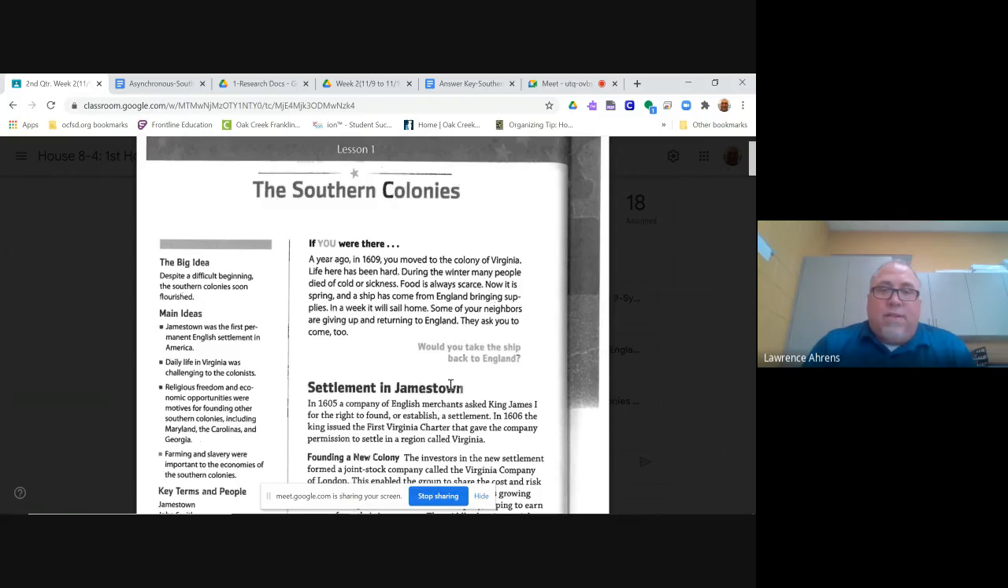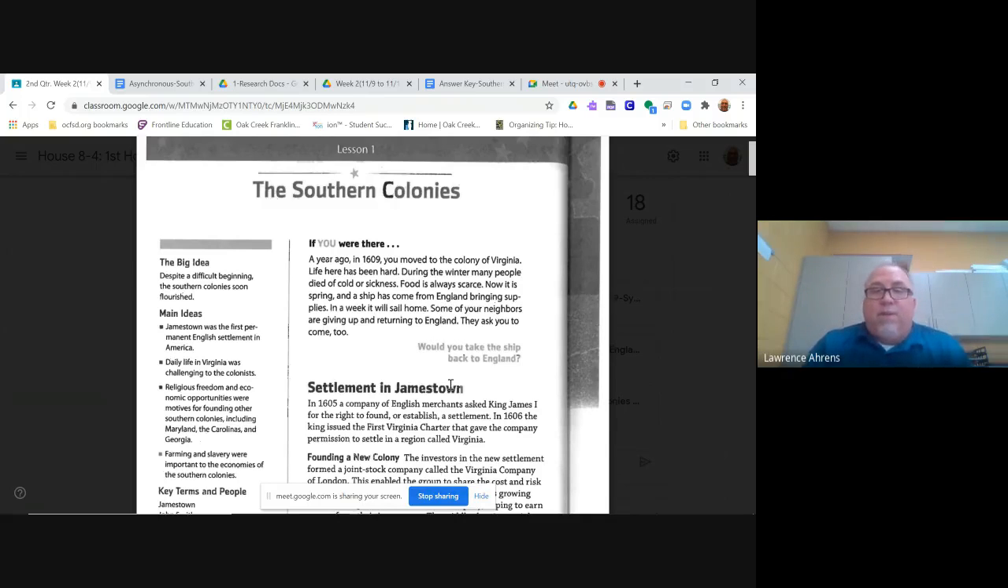It says, a year ago in 1609, you moved to the colony of Virginia. Life here has been hard. During the winter, many people died of cold or sickness. Food is always scarce. Now it's spring, and a ship has come from England, bringing supplies. In a week, it will sail home. Some of your neighbors are giving up and returning to England. They ask you to come too.